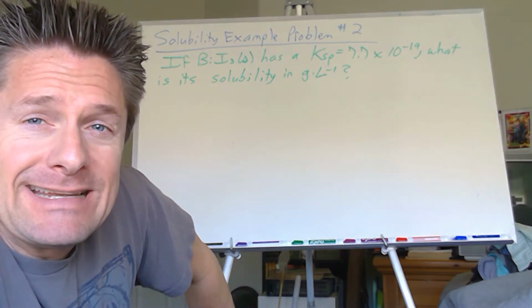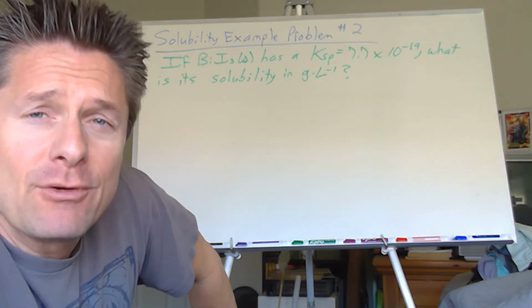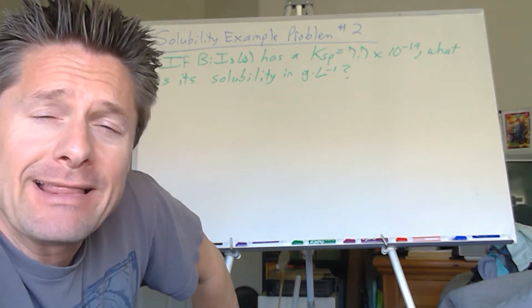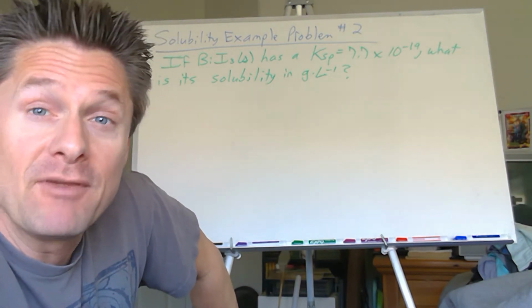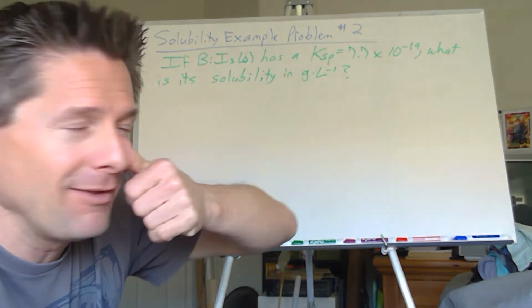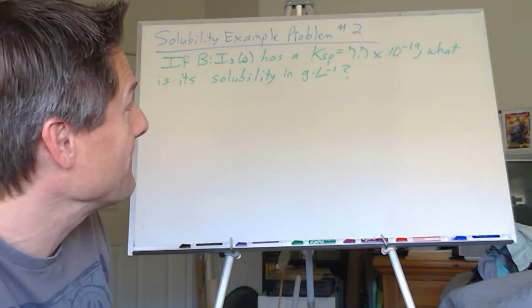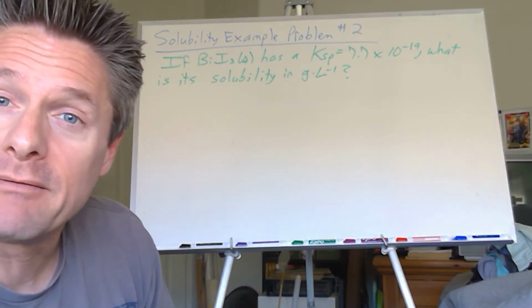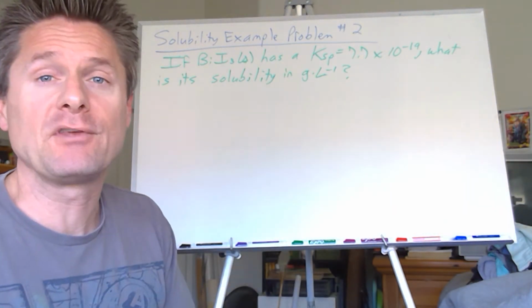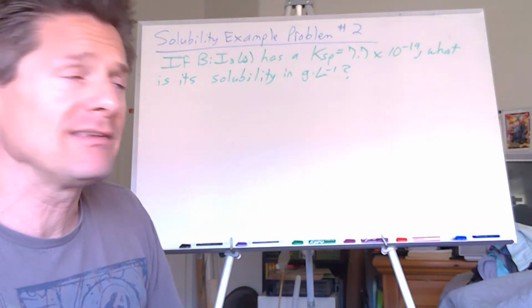7.7 times 10 to the minus 19. That's the KSP. It's either going to be on the KSP table, or if you don't see it on the KSP table, it's got to be in the problem. If you don't see that, raise your hand on an exam, right? Maybe I forgot to give it to you. What is its solubility? Either you're given the solubility, solve for KSP, or given the KSP, solve for solubility.